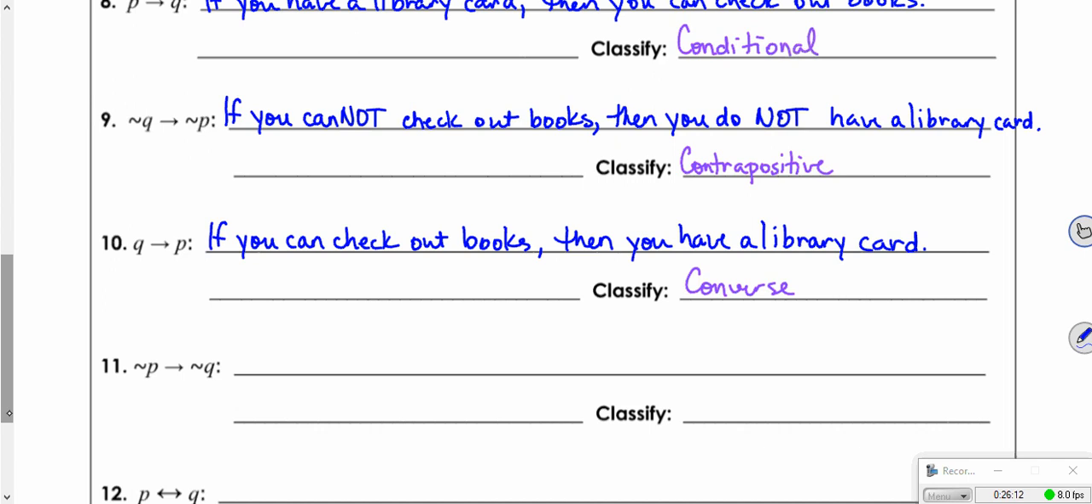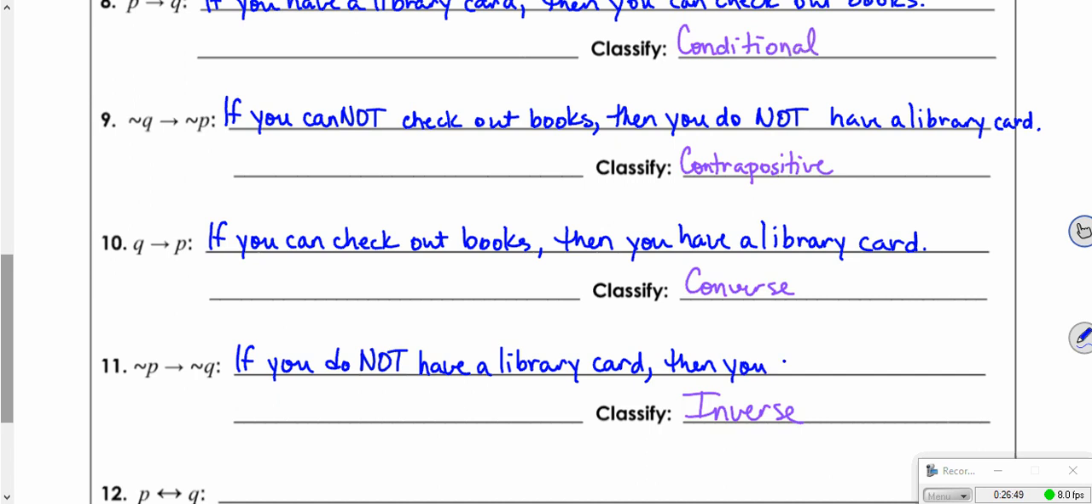Okay, not P to not Q is the inverse. So you go back to the original statement and put nots on both. So if you do not have a library card, then you cannot check out books.